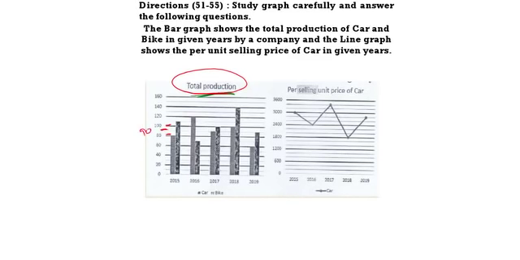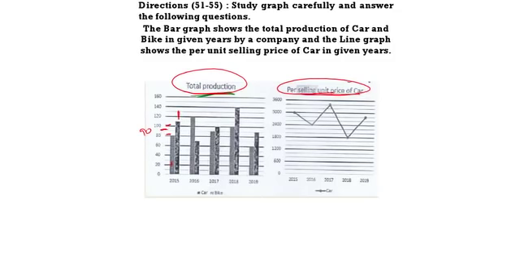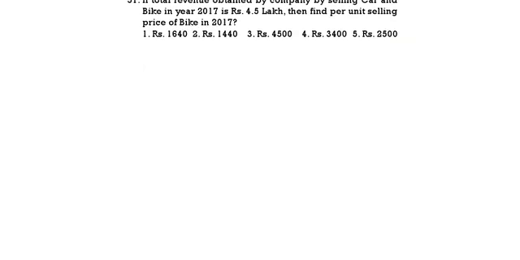The first one is the car, first bar diagram. This is car, this is bike. Now come to the second one. This is per unit selling price of car. Car selling price is given. So here it is given 0, it is 600. This will be 200, this will be 400, this will be 600. So each line is equal to 200 in the line graph. Here it is each line is equal to 10. Now based on this we should answer the question. Now go to the questions. See the first question.